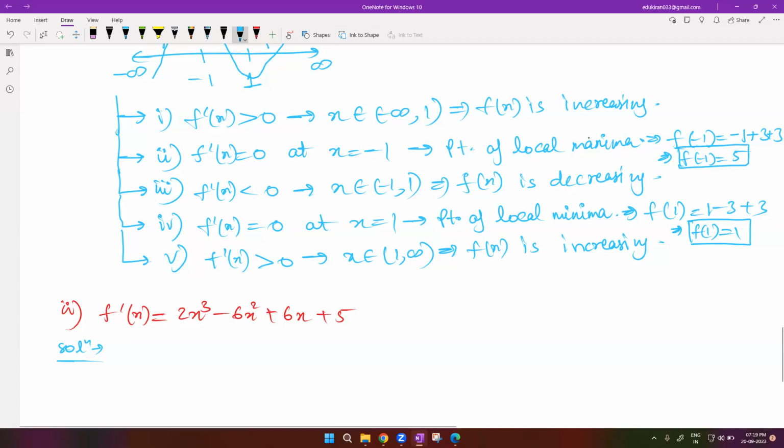Sorry, it's not f dash x. My bad. Oh, sorry, f(x). There's a function f(x) given to you. You have to find out the point of local minima and point of local maxima, and also the minimum value of the function and maximum value of the function, whatever exists.